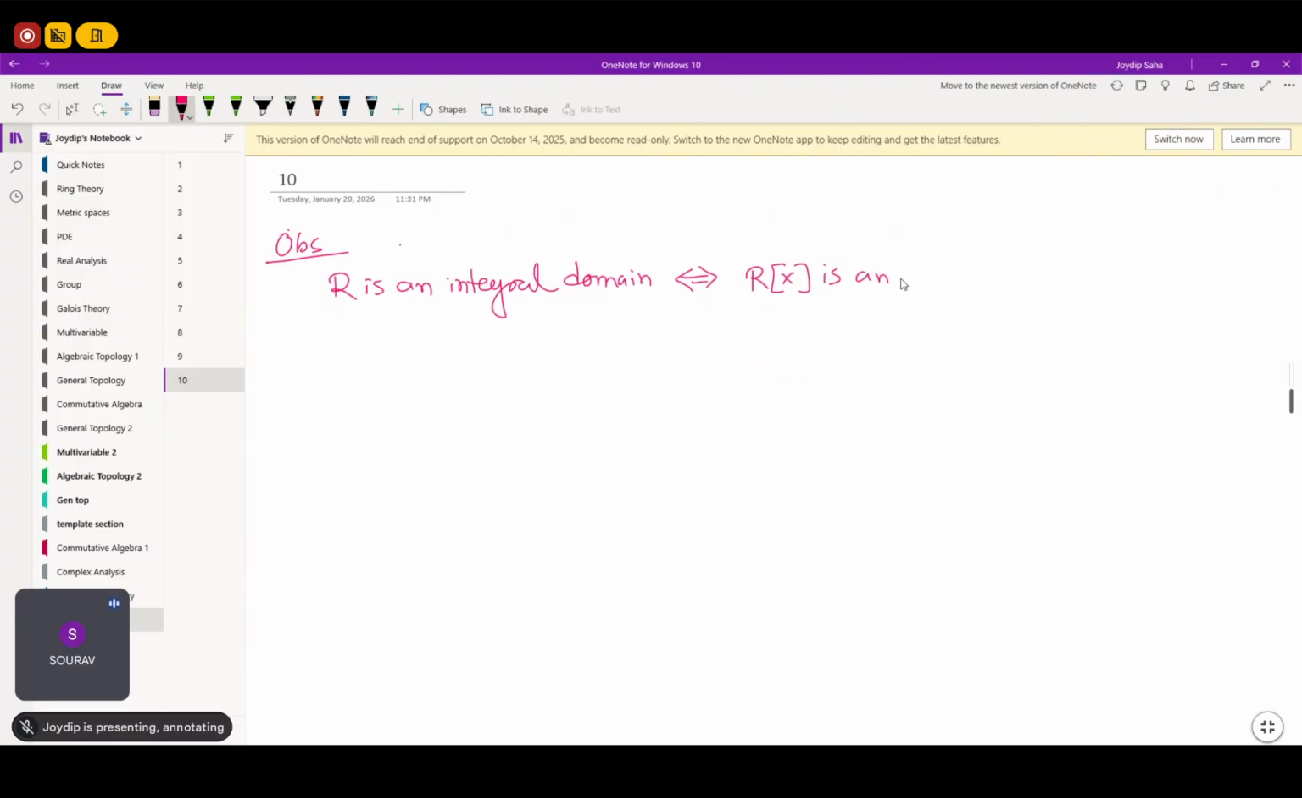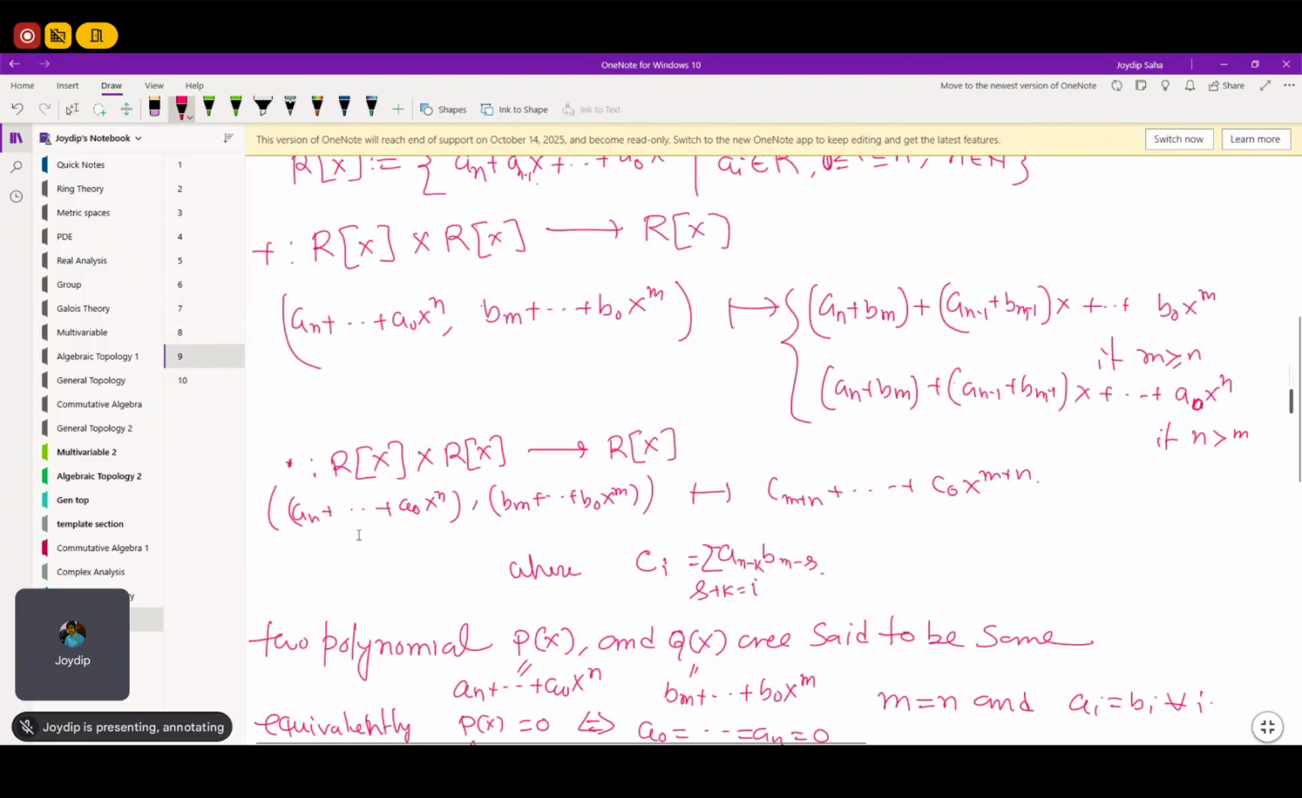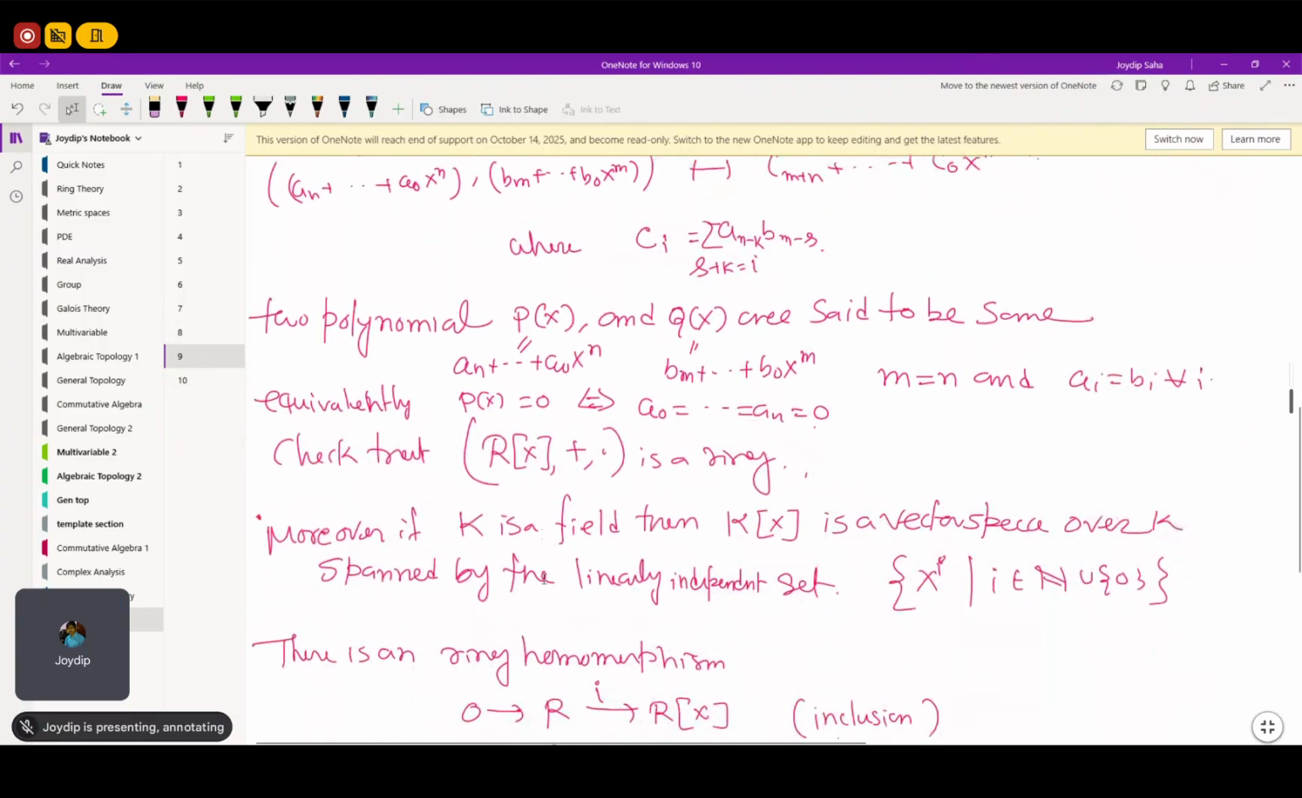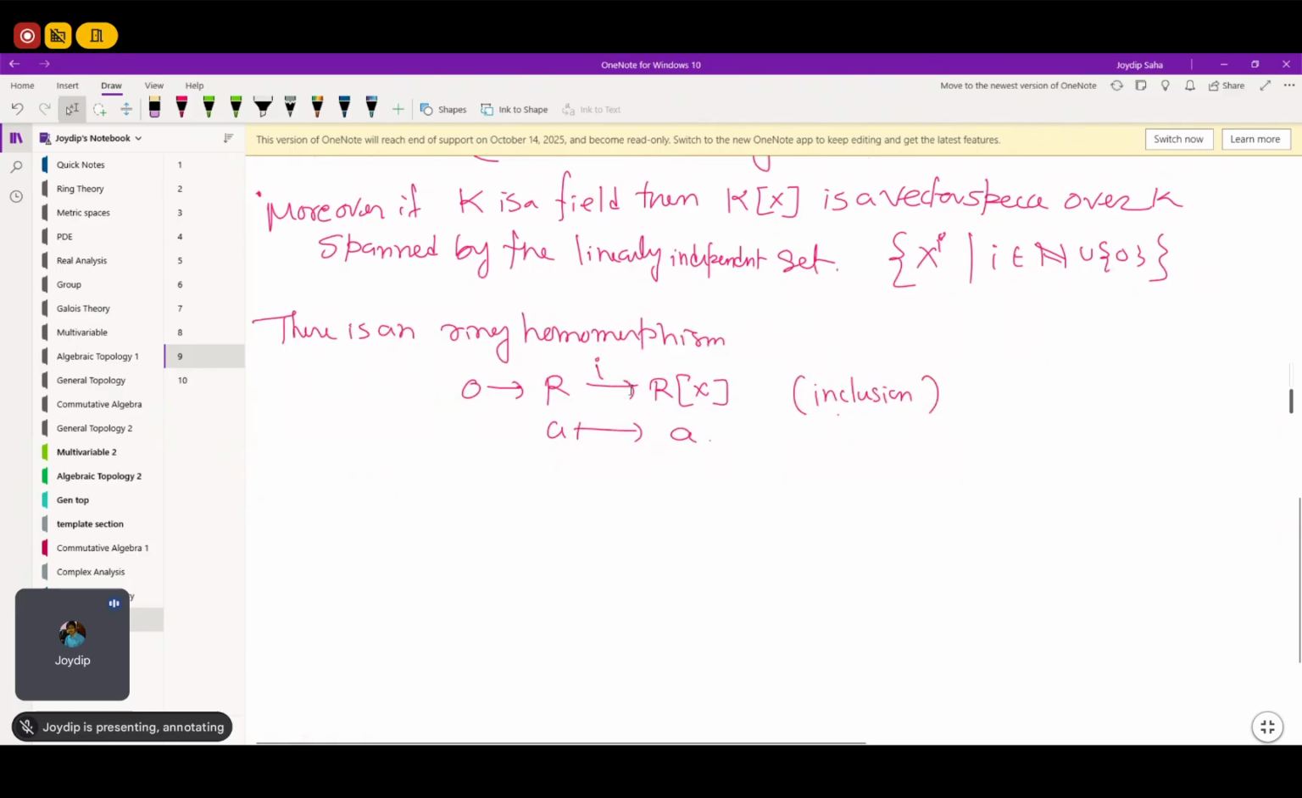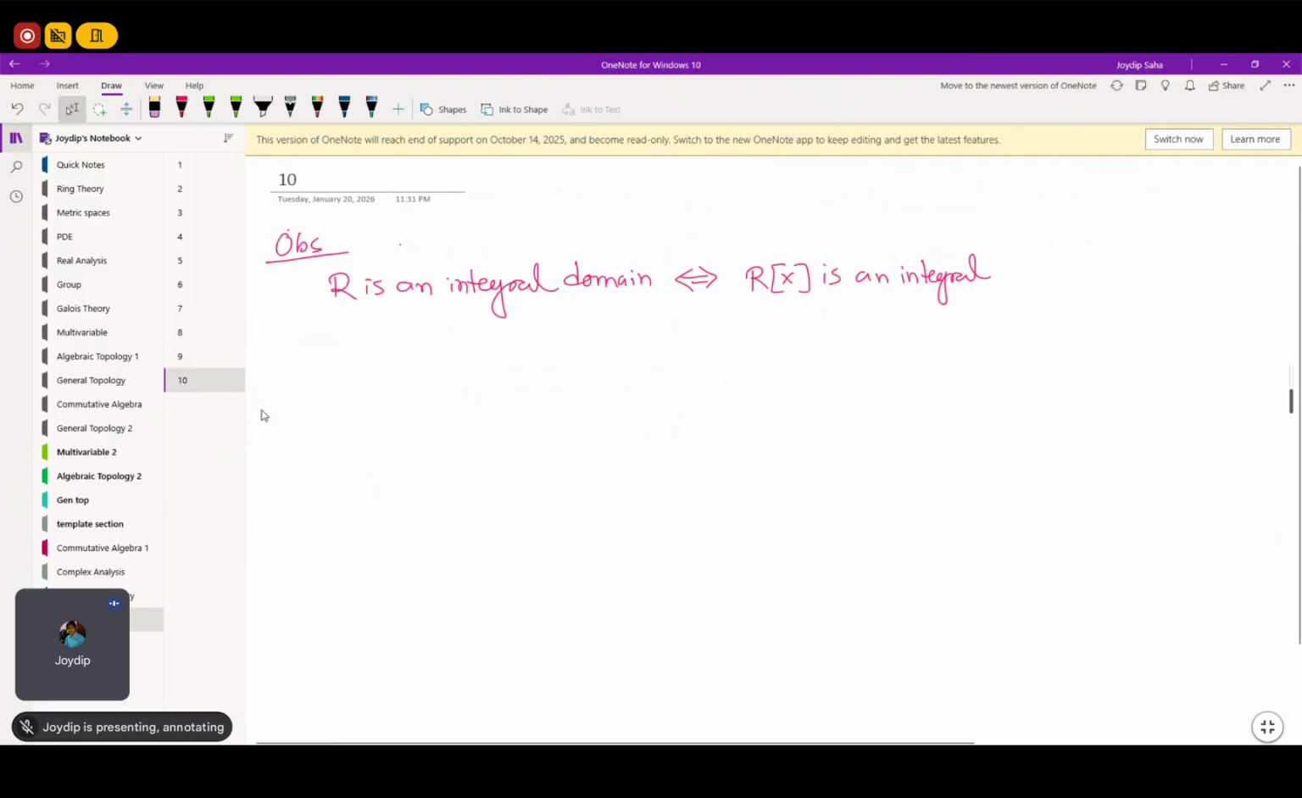Sir, is there any non-commutative ring R for which Rx is commutative? No, no, no. Because R is a subalgebra of Rx. If R is non-commutative, then how can Rx be commutative?